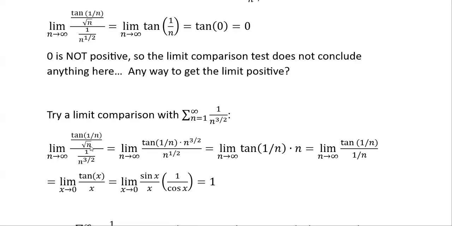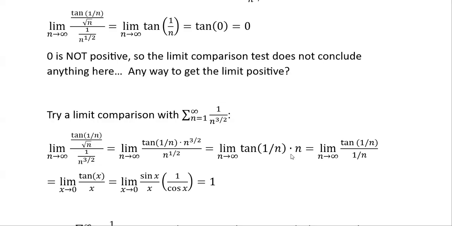Dividing by 1 over n to the 3 halves is the same thing as multiplying by n to the 3 halves, that's right here. And then I just did some algebra. You can simplify by subtracting the powers, so that becomes 2 over 2, which is to the first power. Notice I just did algebra there. I didn't do any L'Hopital's rule or anything like that. Over here, notice it's 0 times infinity, so it's an indeterminate form that we're familiar with.